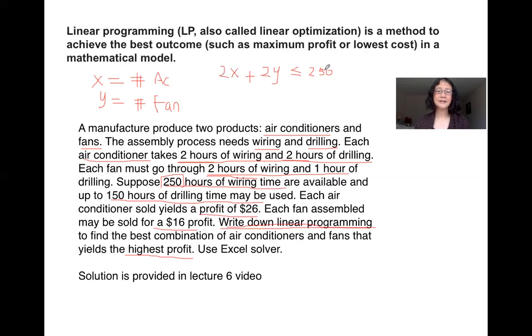Now let's look at total number of drilling. For drilling, an air conditioner needs 2 hours of drilling. So 2x is the total number of hours for air conditioner drilling. And for a fan, you need 1 hour of drilling. So plus y. Total number of drilling is at most 150, smaller than or equal to 150.